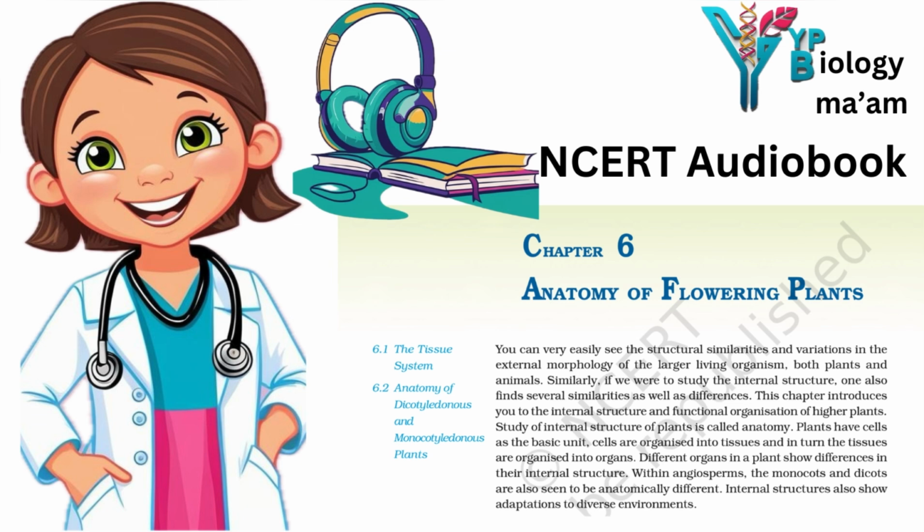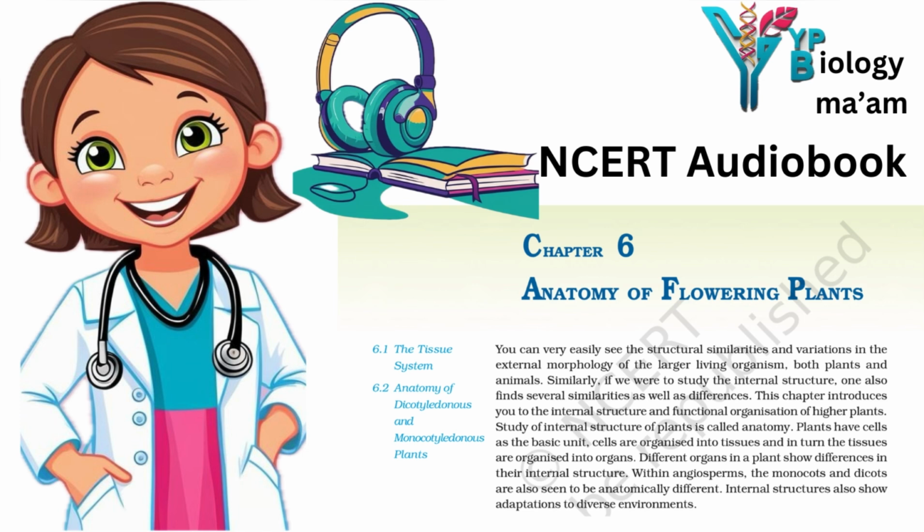6.4 Secondary growth. The growth of the roots and stem in length with the help of apical meristem is called the primary growth. Apart from the primary growth, most dicotyledonous plants exhibit an increase in girth. This increase is called the secondary growth. The tissues involved in secondary growth are the two lateral meristems, vascular cambium and cork cambium.